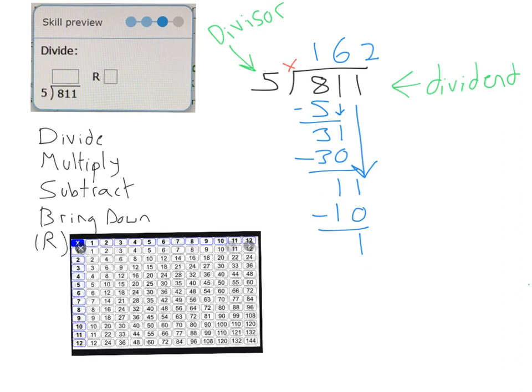Is my divisor bigger than my remainder? Yes, we're okay. We don't want this to be bigger. The divisor has to be bigger. Because if we could take more 5s out of this, we've done something wrong. Remainder, 1. Okay, good luck with this section.